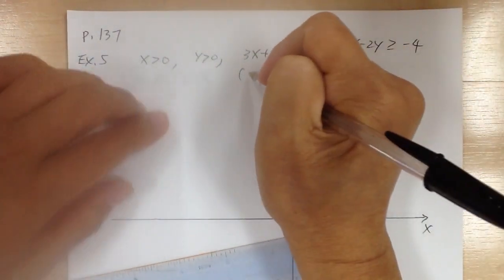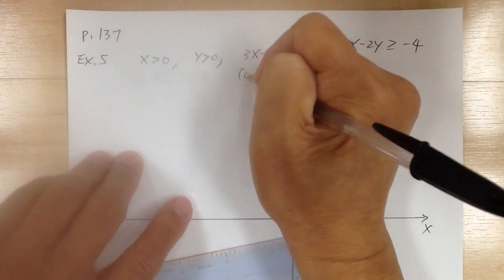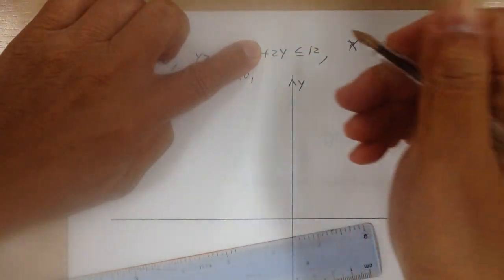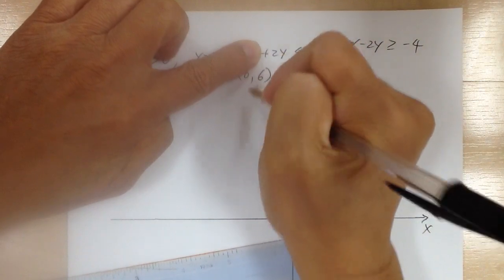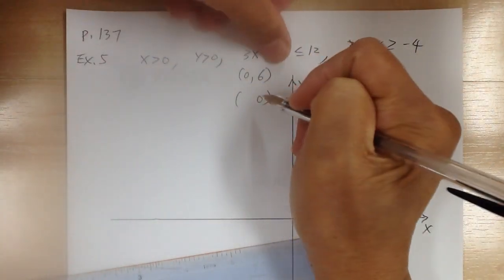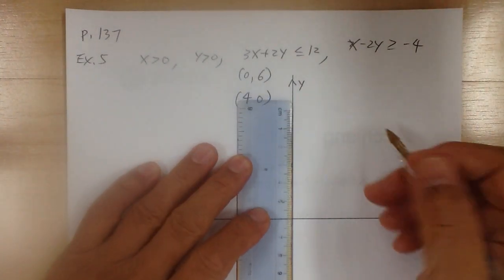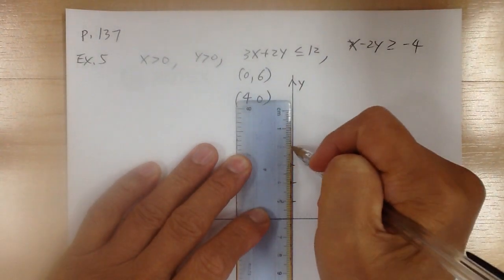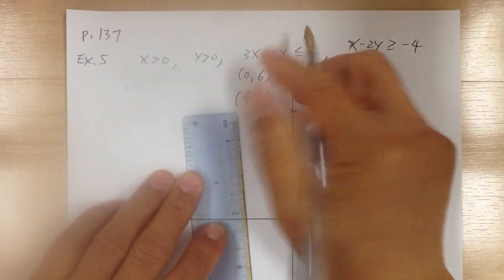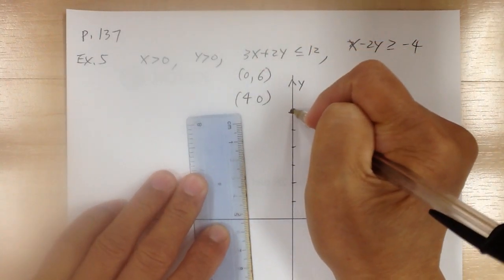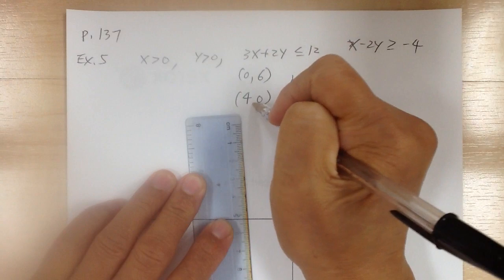So this one over here, I'm going to make x equal to 0. So y will equal 6. Okay, and if I let y equal 0, x will equal 4. So first point 0, 6. So it's right over here. Next one is 4, 0.